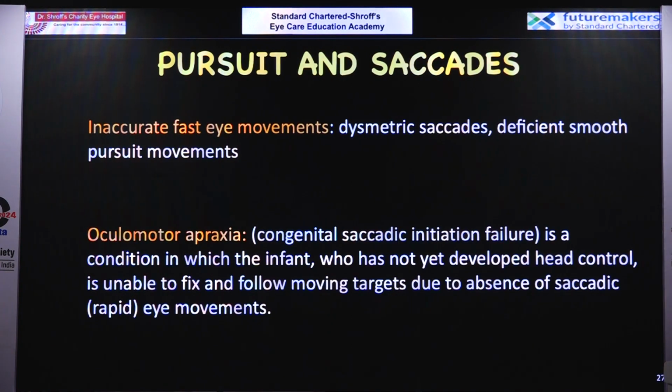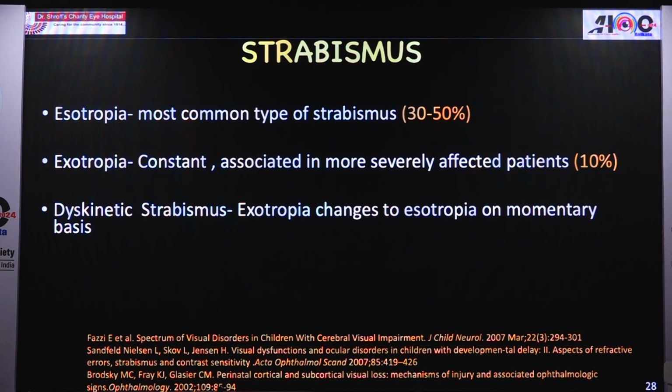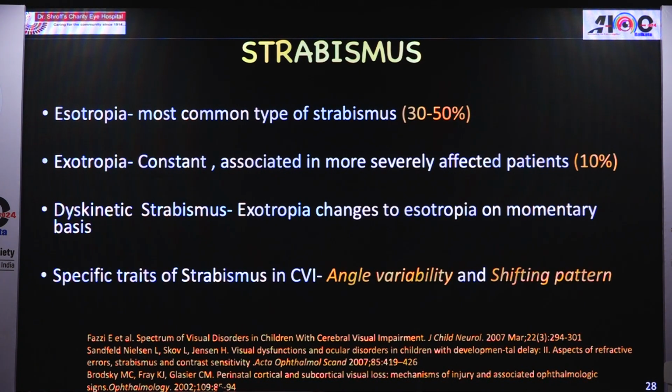Pursuit and saccades are also affected, where there can be dysmetric saccades, or there can be initiation saccadic paralysis as seen in oculomotor apraxia. Coming on to strabismus, they would have esotropia, which is the most common type of strabismus noted, and exotropia, but the characteristic pattern is the dyskinetic strabismus, which changes on a momentary basis, with angle variability and a shifting pattern.